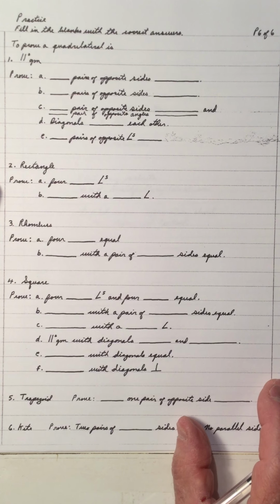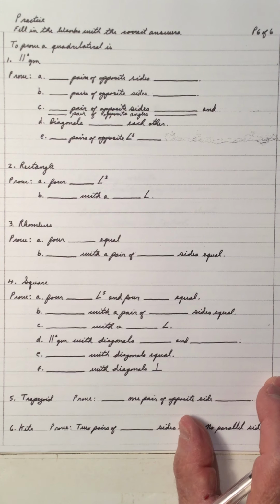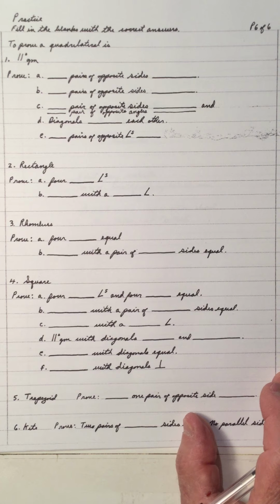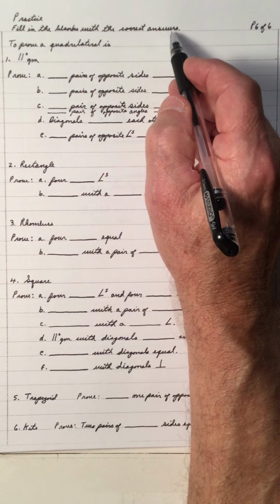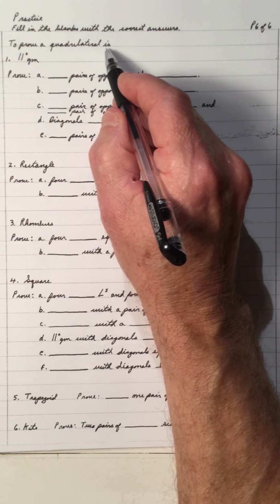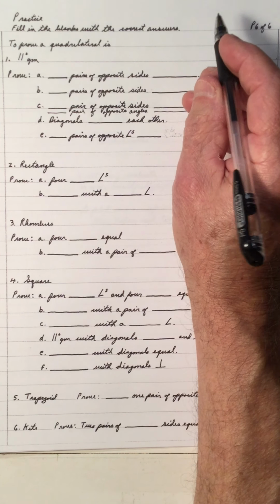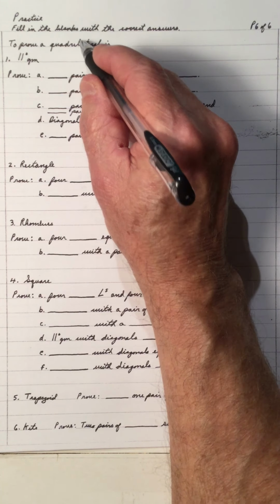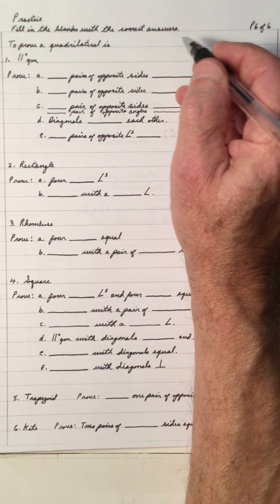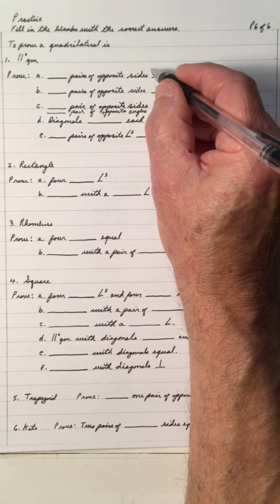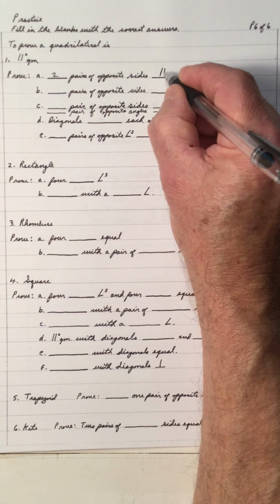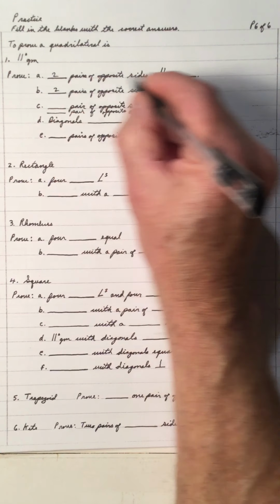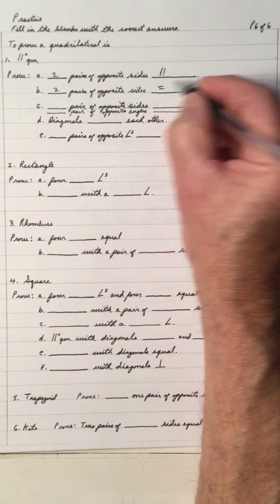And this is the last page. Let's continue. The more work we do, the better you get. Fill in the blanks with the correct answers. To prove a quadrilateral is a parallelogram: if I want to prove that a quadrilateral is a parallelogram, I prove two pairs of opposite sides parallel. I can prove that two pairs of opposite sides are equal.